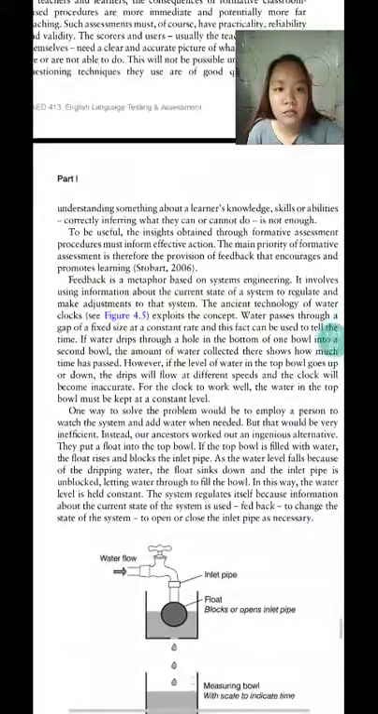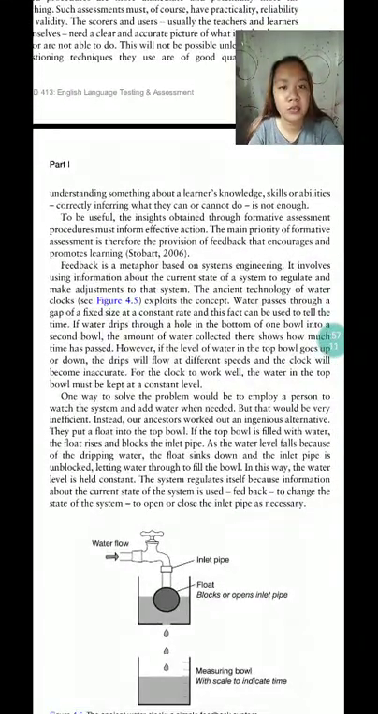However, understanding something about the learner's knowledge, skills, or abilities, correctly inferring what they can or cannot do, is not enough. To be useful, the insights obtained through formative assessment procedures must inform effective action. The main priority of formative assessment is that it promotes learning. Formative assessment is therefore the provision of feedback that encourages and promotes learning.